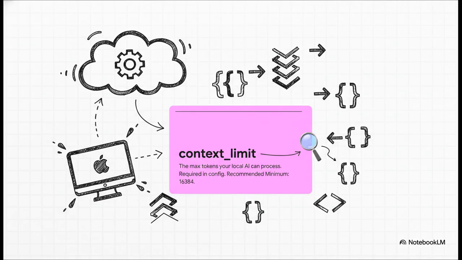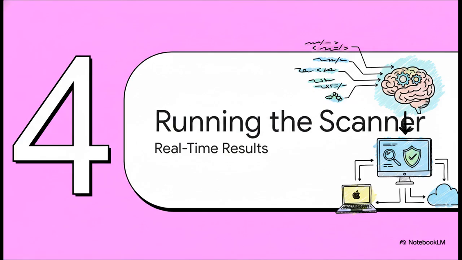You can think of this as the AI's short-term memory. It's the maximum amount of information it can juggle at one time. This setting is required, and you really want to set it to at least 16,384. This ensures the AI has enough brain power to look at your code, understand your instructions, and use its own tools effectively.